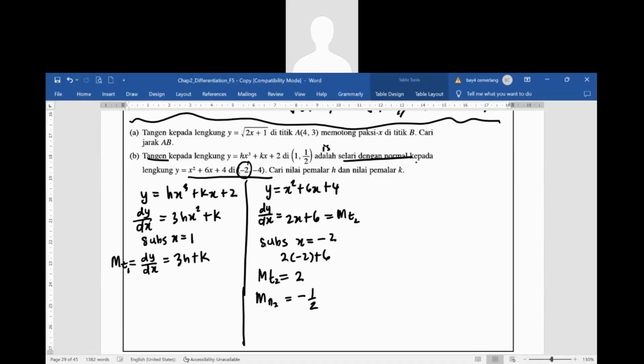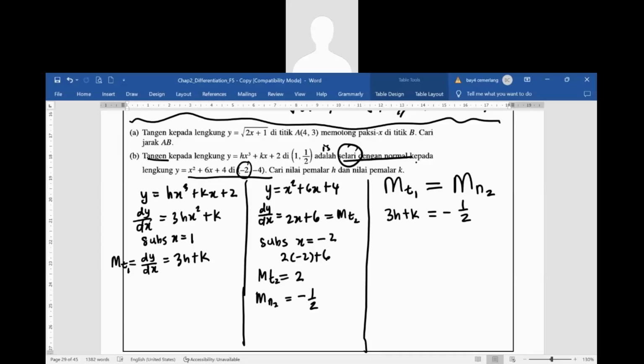Okay, so negative 1 over 2. We know, positive changes to negative, and then the fraction is inverted. I encourage you to use m1, m2. Okay, so what does it say now? The tangent to the curve is parallel to the normal to the curve. That means the gradient of tangent 1, by the concept of parallel, must be equal to the gradient of normal 2. So the gradient of tangent 1, 3h plus k, should be equal to negative 1 over 2.